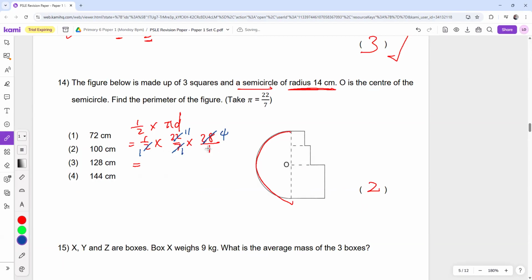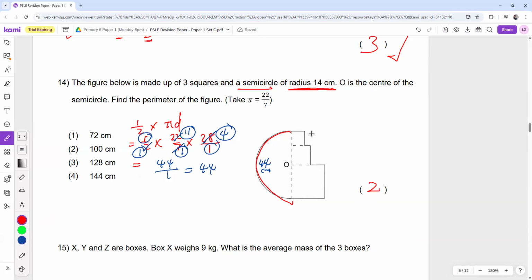And how do you know you cannot cancel already? When the denominators are all 1. Too small to cancel anymore. Then you cannot cancel anymore. Then you multiply the fractions. So 1 times 11 times 4, 44. 1 times 1 times 1. So what's the circumference of the semicircle? 44 cm. Okay? All right.